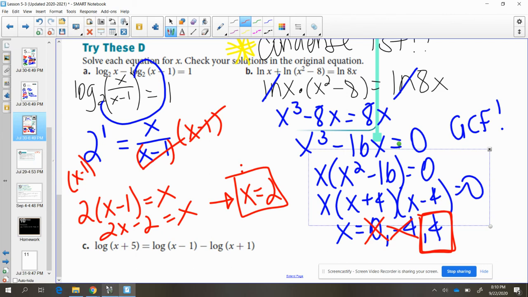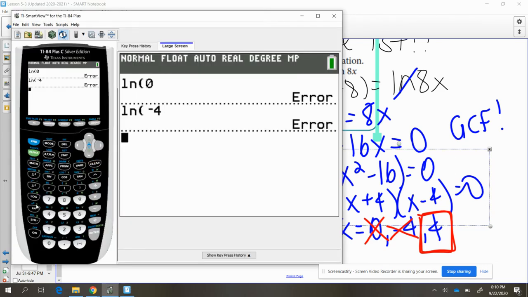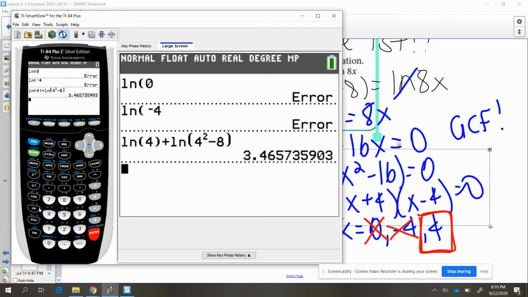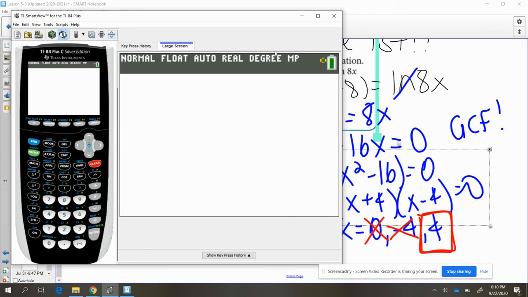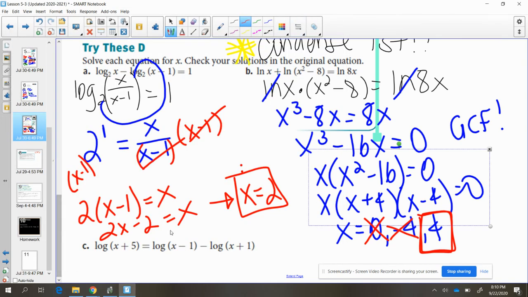And again, when in doubt, you are able to test this: ln of 4 plus ln of 4 squared minus 8 is in fact going to equal ln of 8 times 4. Get that same value. So we could test that the left-hand side equaled the right-hand side when in doubt.